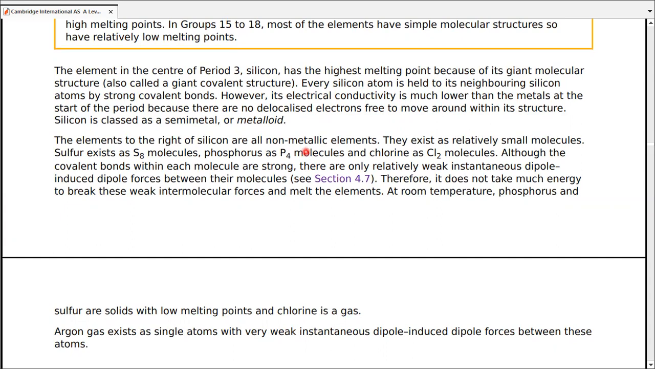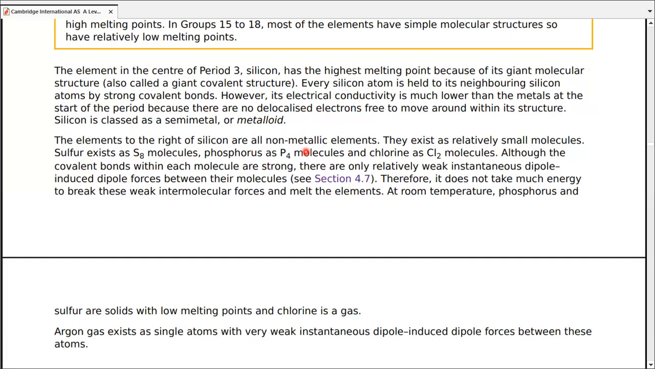Now, the elements to the right of silicon are all non-metallic elements. They exist as small molecules: sulfur exists as S8, phosphorus as P4, chlorine as Cl2. The covalent bonds within each molecule are strong, but there are weak ID-ID forces between the molecules. We have already discussed these. So it does not take much energy to break these weak ID-ID forces between the molecules, or melt the elements. So at room temperature, phosphorus and sulfur are solids with low melting points, and chlorine is a gas.